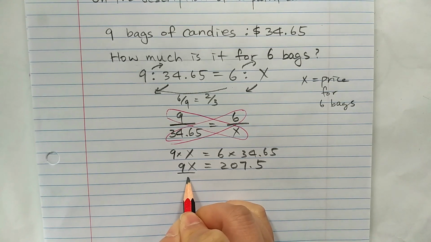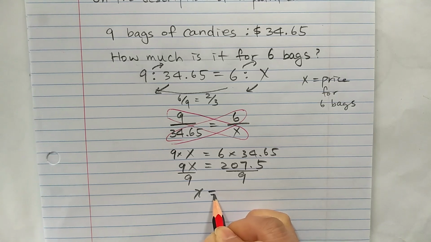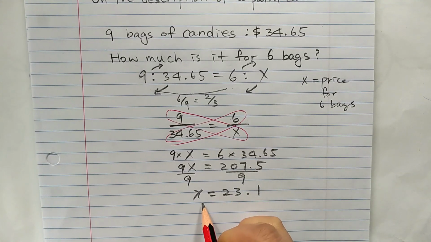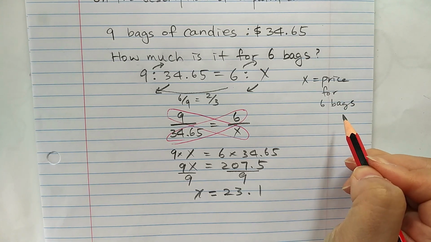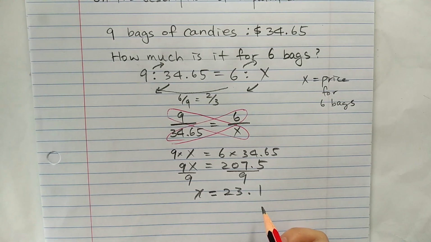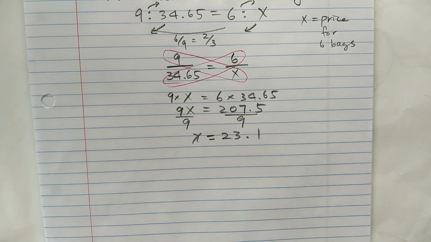Divide both sides by 9. X is equal to 23.1. And what is x here? It is the price for 6 bags. So if you buy 6 bags, you will pay $23.10.